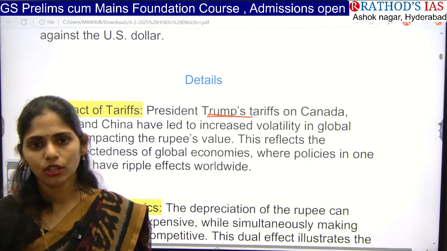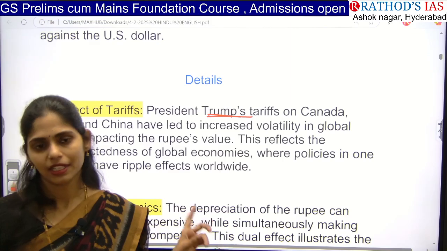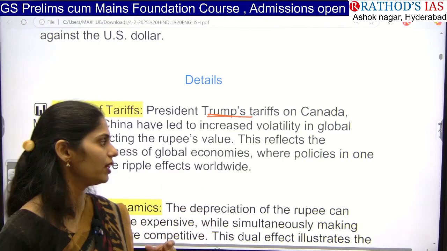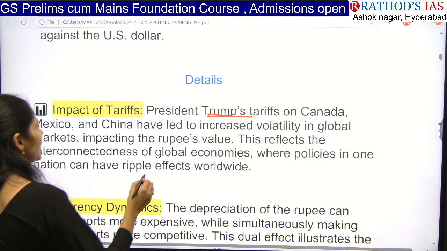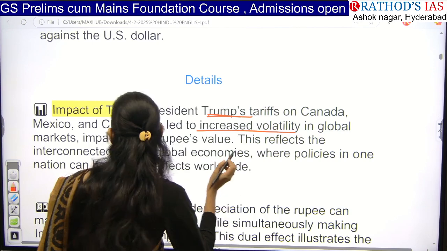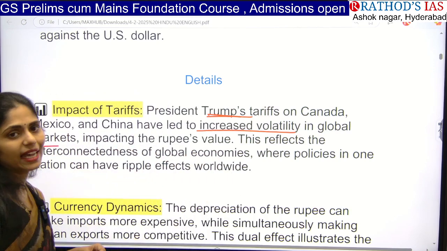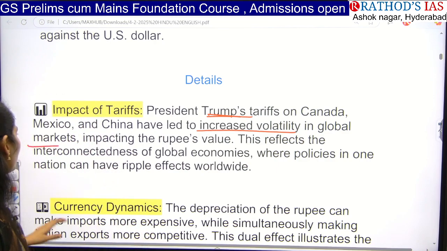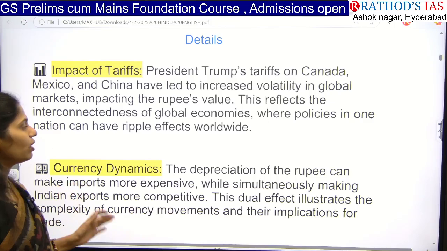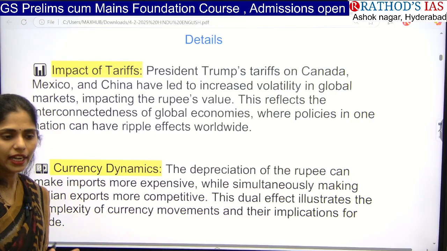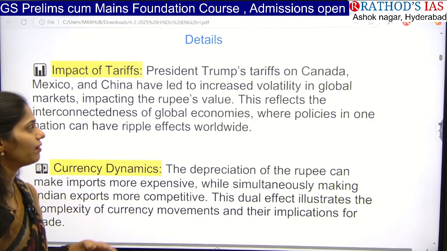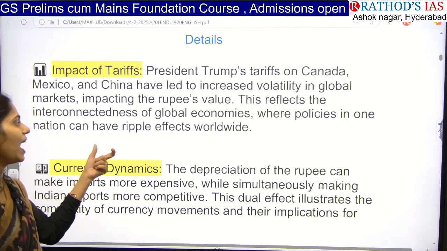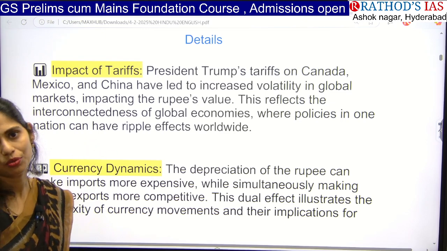Okay, but overall the policy of Trump, which says that they are going to impose more tariffs on different countries, will lead to increased volatility in the global market, which obviously has an impact on the Indian rupee value. That means we can understand that what is happening in the globe, like global economics, has an impact on our Indian economy as well. That means we will be having ripple effects worldwide.